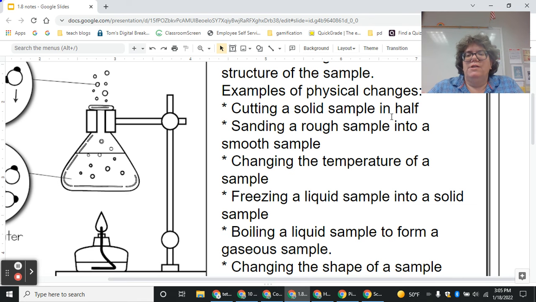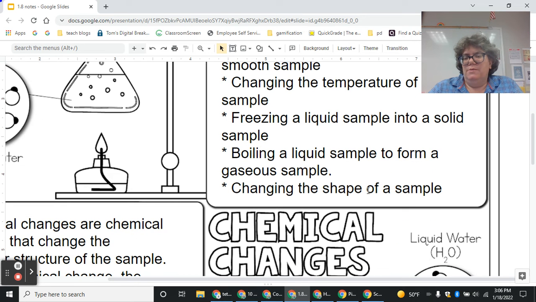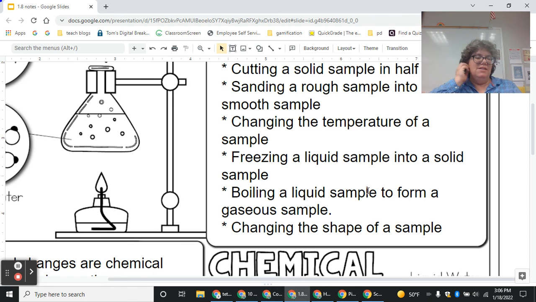Or changing the temperature of something. Like water is still water, whether it's ice, liquid water, or steam, still H2O, regardless, right? So freezing a liquid into a solid, boiling a liquid into a gas, or changing the shape somehow of a sample. So all of these things are physical changes. Like I said, cutting a piece of paper in half, freezing water to make ice, or otherwise crumpling up an aluminum can. All of these things are physical changes.